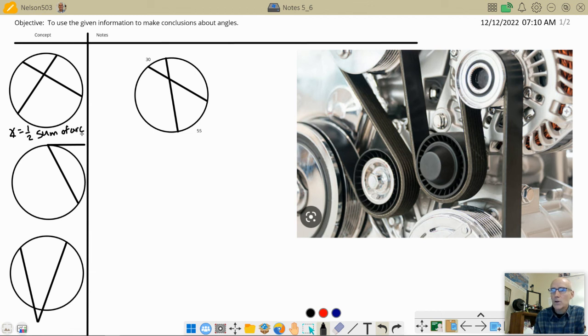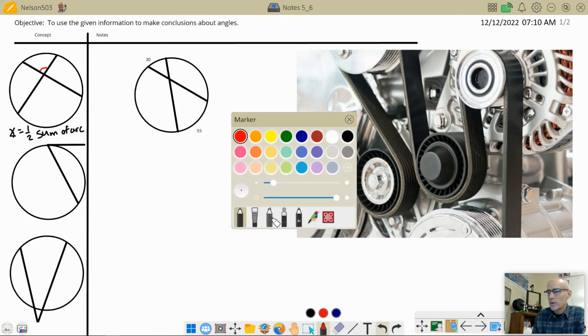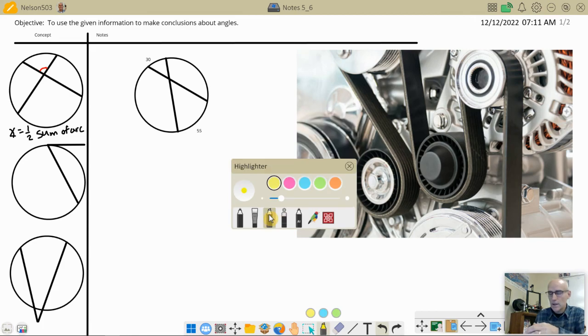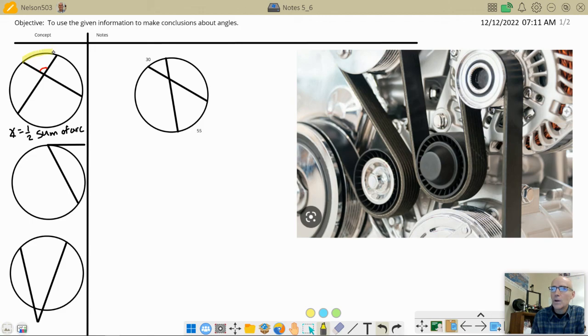Okay, so let's color code this a little bit. I'm going to put a little red angle right here, and then let's highlight. I hope the highlighter is clear enough for you. I'm going to turn my highlighter on here, and we're going to highlight the intercepted arcs. So it's this arc right up here that is being intercepted by that angle. And then this arc right down here is being intercepted by that same angle.